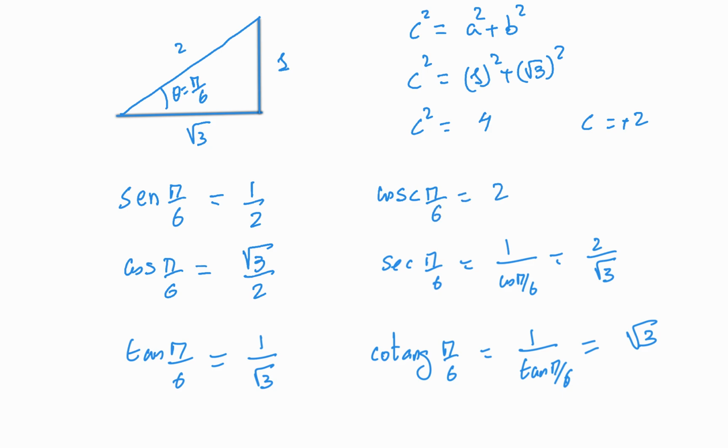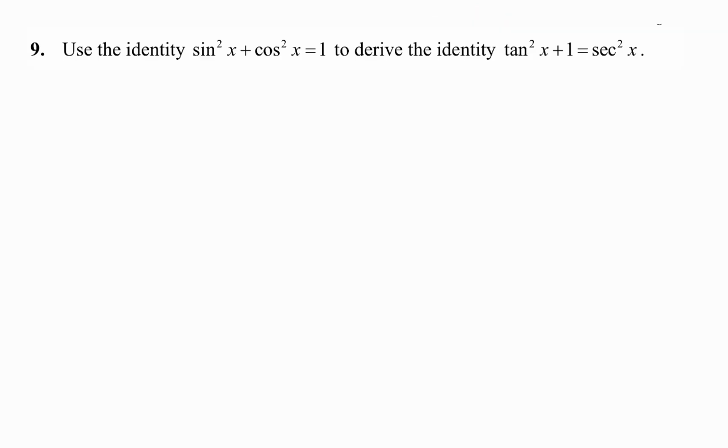I hope this problem is clear, and you need to know how to find the sine, the cosine, and the tangent of pi divided by 6. It should be something that is in your pocket all the time, and you don't need to use any calculator to do this. Problem 9 says use the identity sine squared plus cosine squared equals 1 to derive the identity tangent squared plus 1 equals secant squared of x.